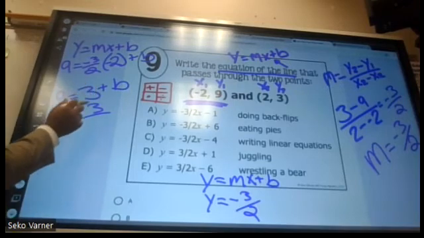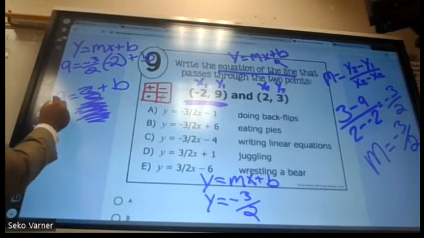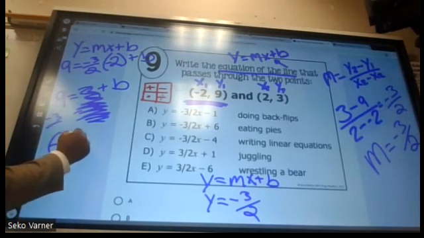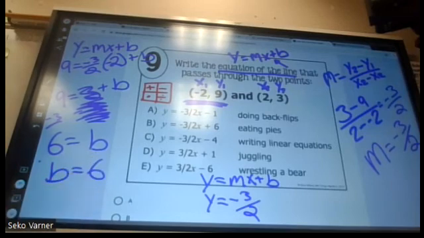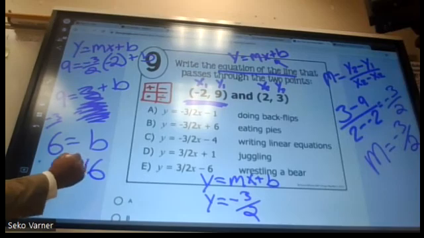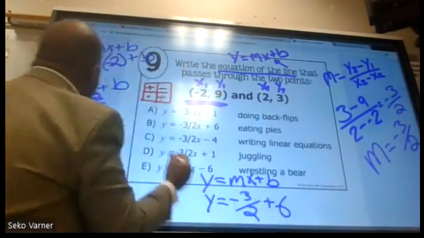All right, this cancels out. This 3 minus 3 is 0. So 9 minus 3 is 6. 6 is b. b is 6. So now I can add my b. It's actually a positive 6. So the answer is 6.